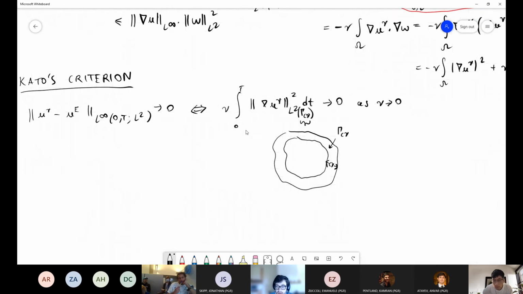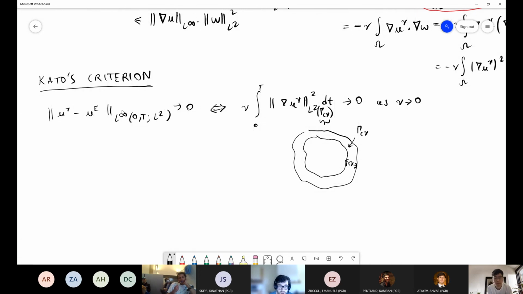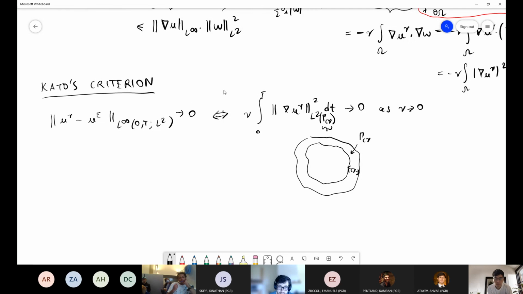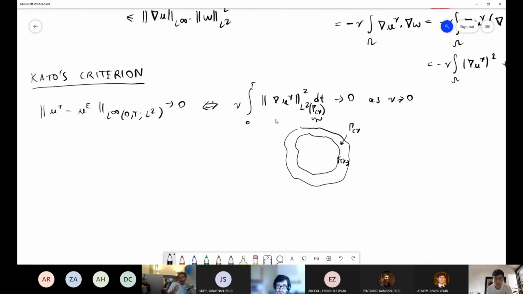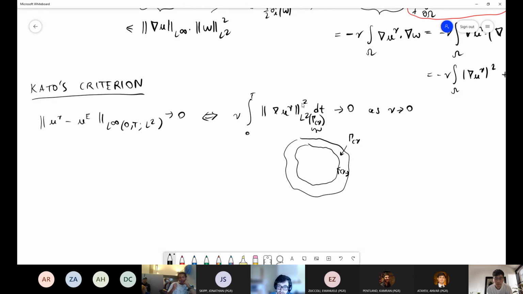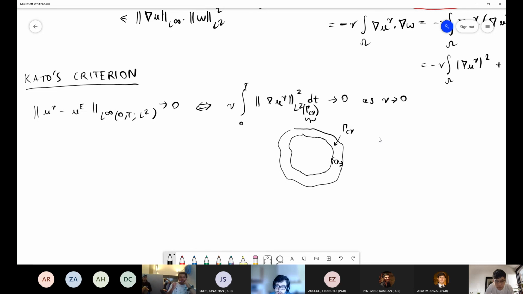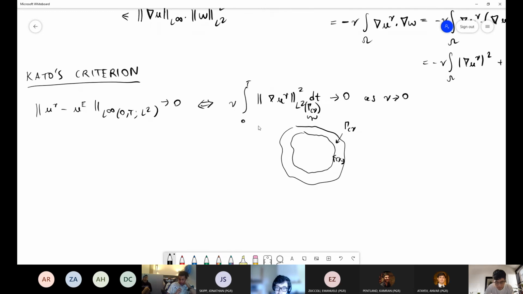So, okay, what it is saying is that for this type of convergence not to hold, the gradient of the solution of Navier-Stokes would have to become really large in a strip around the boundary of size c·ν. So it's asymptotically equal to the viscosity. So this is a really small strip as the viscosity goes to 0.